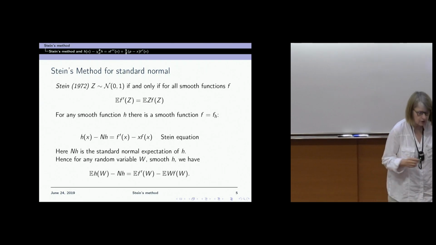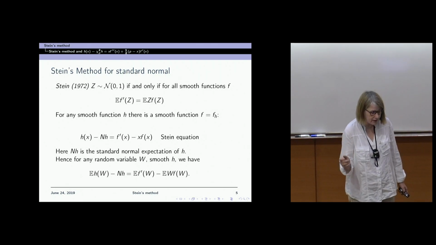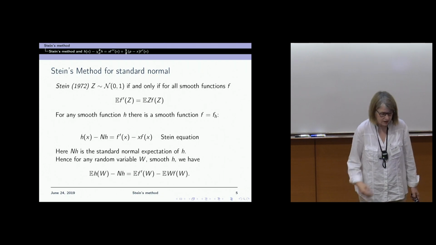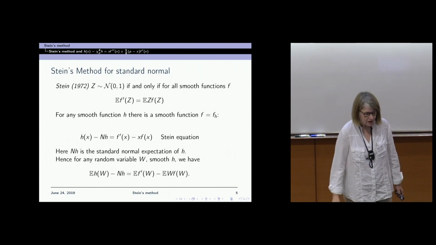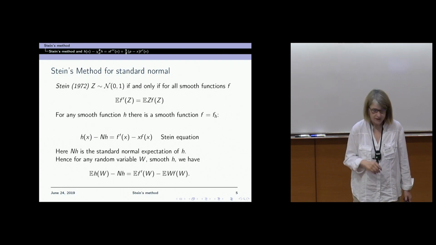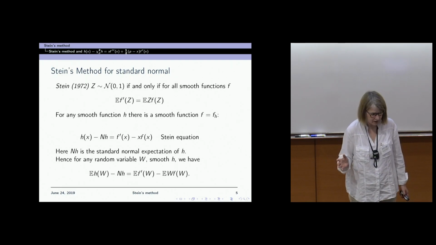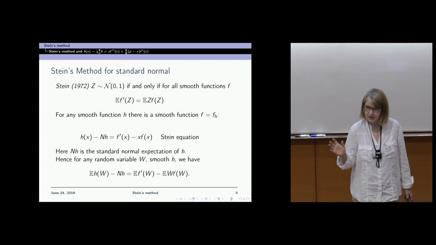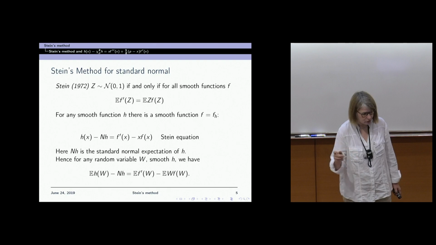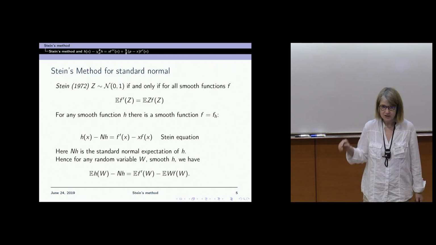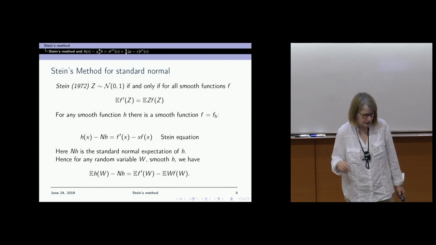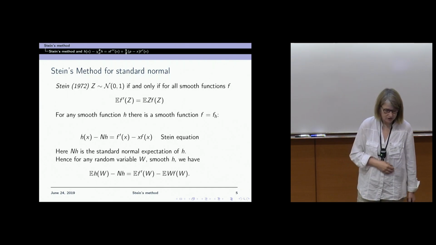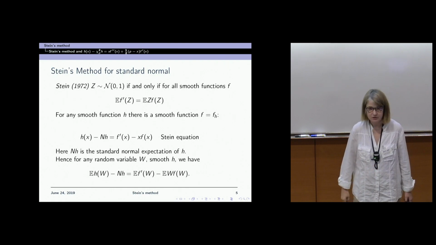We can then solve the Stein equation. We pick a function h, and we look at h of x minus Nh, where Nh is the standard normal expectation of h, and equate it to f prime of x minus x f of x. And then we can replace x by W and take expectations, and therefore for all smooth functions h, we then have expectation h of W minus its expectation under the standard normal distribution is expectation f prime of W minus expectation W f of W.